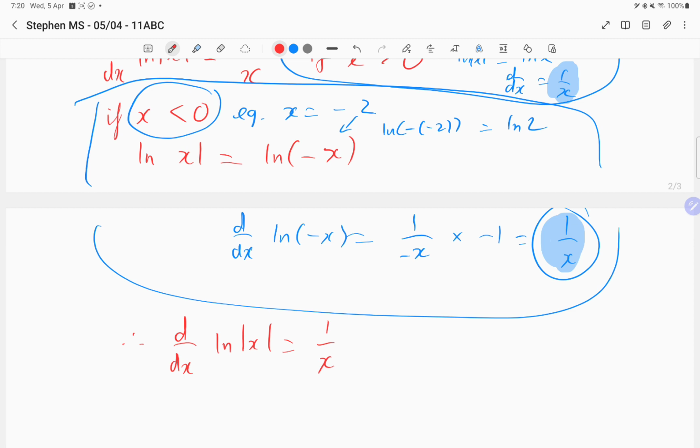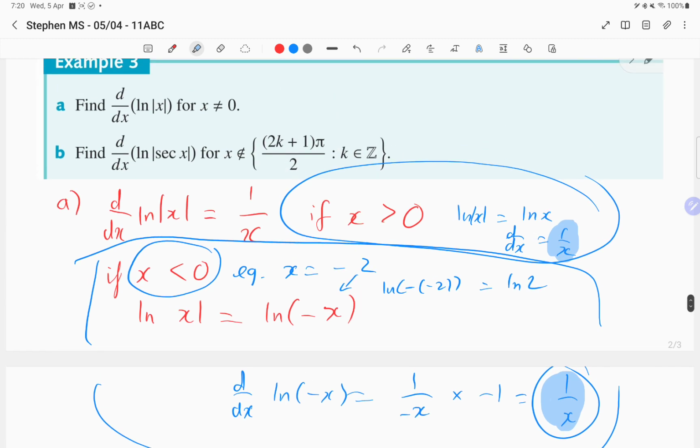That makes sense? Because in both the negative and positive case, the answer is 1 over x, so there's one universal result. But the restriction is x cannot be 0, because you can't take ln 0, and also you cannot divide by 0. Okay, second example.